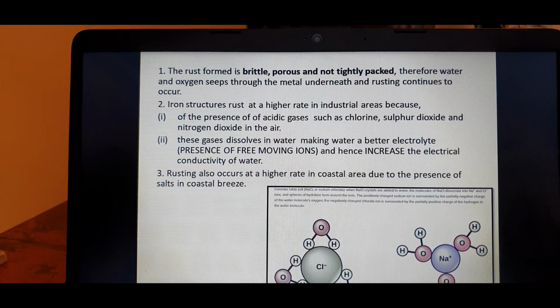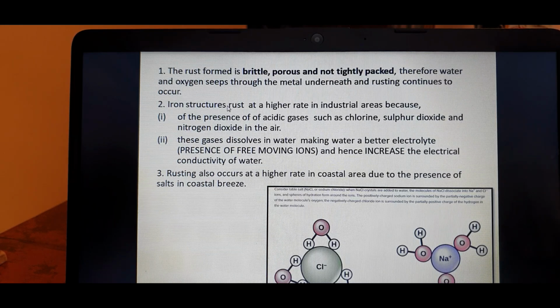Next, the rust that is formed on metals, let's say you have some iron at home. You notice the rust is very brittle, porous, with a lot of holes, and not tightly packed. Therefore, water can seep through to the metal underneath and rusting continues to occur. So it has a porous, non-protective layer, and the water can seep through inside.